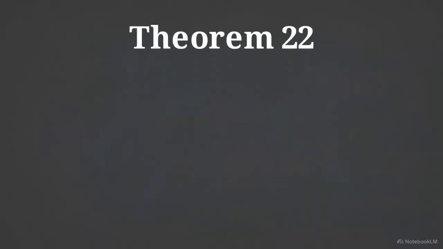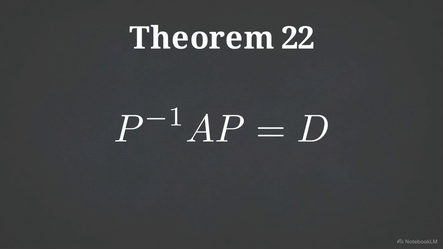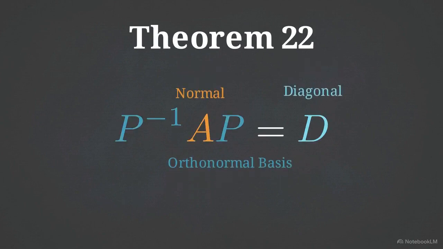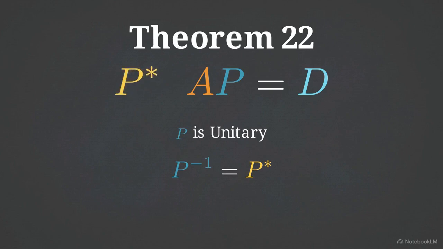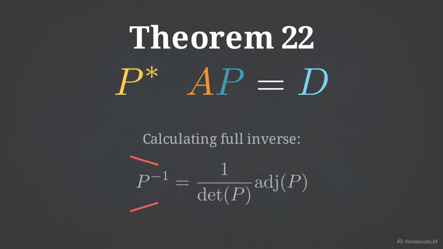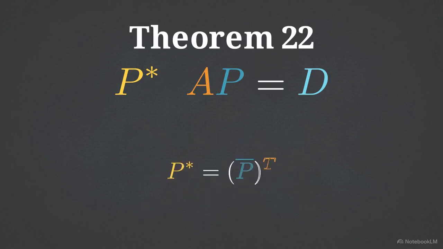This brings us to the ultimate payoff in Theorem 22. Look at this diagonalization equation. Every normal operator on a complex inner product space has an orthonormal basis of eigenvectors, allowing us to form this diagonal matrix D. Here is where the computation becomes remarkably efficient. For normal matrices, the transition matrix P is unitary, meaning its inverse is exactly equal to its conjugate transpose. You skip the tedious process of calculating a full inverse matrix. You just transpose and conjugate.